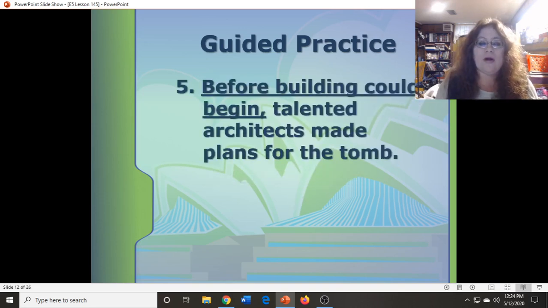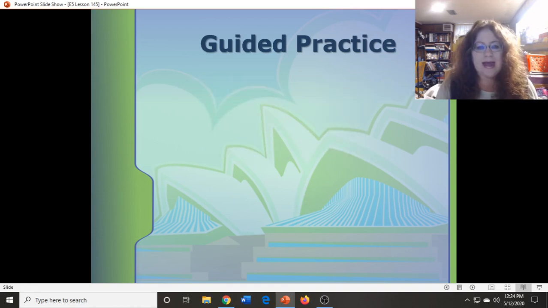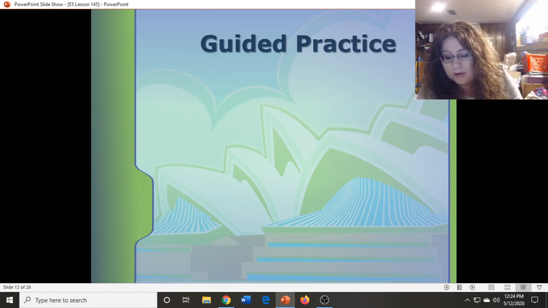Number 5, before building could begin, talented architects made plans for the tomb. You're going to find your subordinating conjunction again. Before. Look at the underlined group of words. Before building could begin, starts with a subordinating conjunction, is not a complete thought, so it is a dependent clause. Now, for number 6 and 7, the directions say, use a subordinating conjunction to combine the sentences. Add a comma when necessary.